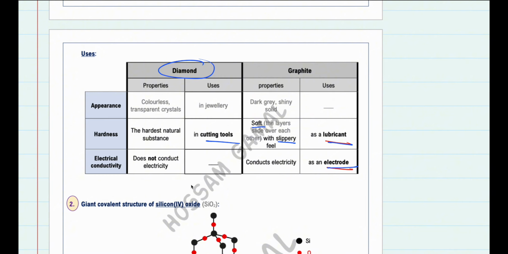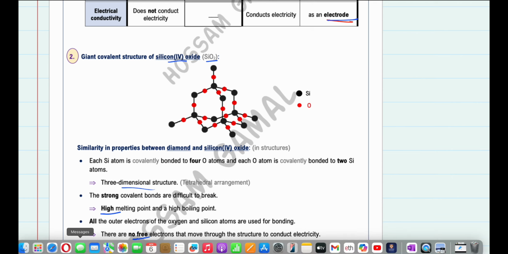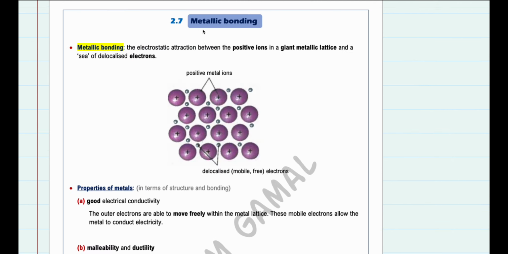Now, the third giant structure we have is SiO2, or silicon dioxide. It's very similar to diamond. As you may notice here, we have a 3-dimensional structure. Atoms are bonded in the 3 dimensions, and that's why we have high melting and boiling points, because bonding here is covalent in all directions. And we don't have any free electrons to conduct electricity. That's why it doesn't conduct electricity.